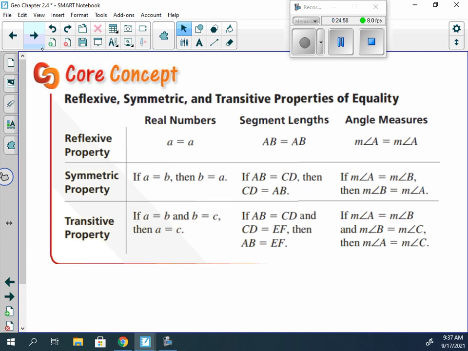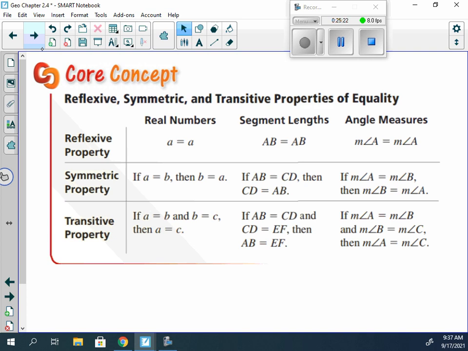Reflexive property of equality. It's equal to itself. A is equal to A. 7 is equal to 7. The reflexive property of equality says it's equal to itself. The same length is equal to the same length. That is the same thing. The measure of angle A is equal to the measure of angle A. Well, yes, that is true.